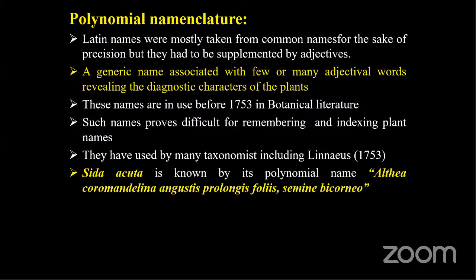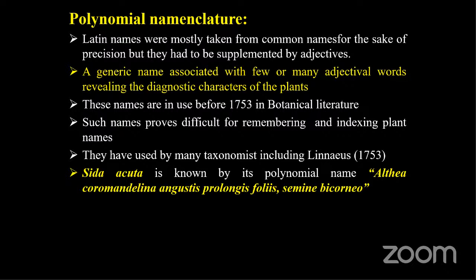Polynomial nomenclature: poly means many, nominal means names, so it is a name which includes many names within it. Such Latin names were mostly taken from common names, and for the sake of precision, they had to be supplemented by adjectives. Such a name includes the generic name associated with very few or many adjective words revealing the diagnostic characters of a plant, for exact identification of plants. Actually, this polynomial nomenclature system was mainly advocated by scientists just for the correct identification of a plant.